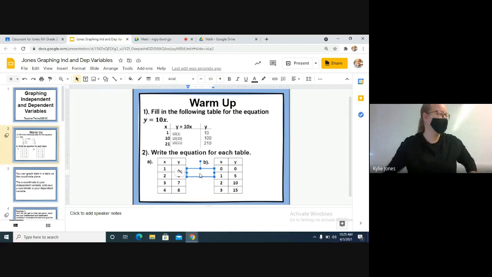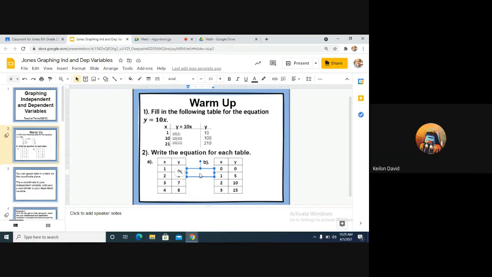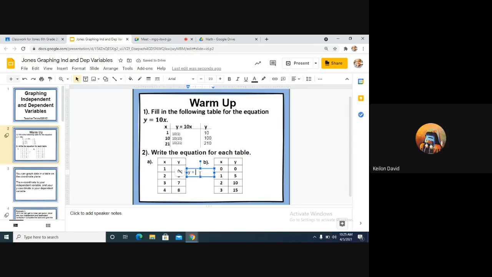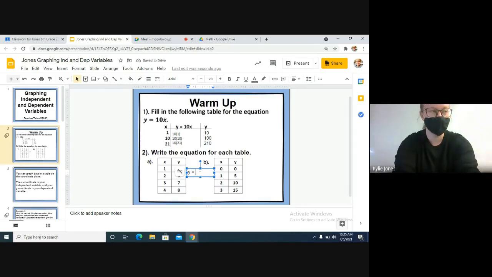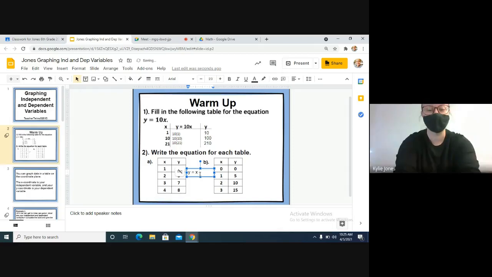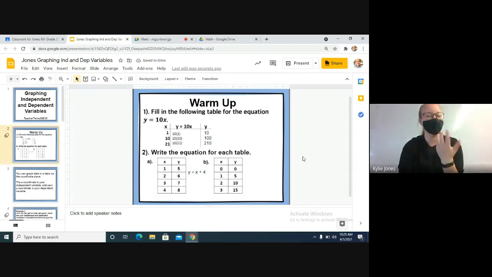How do I write that? How do I write an equation? Y equals what? 4x. 4x means you're multiplying by 4. So how do I say I'm going to add 4 to x? We're adding, so x plus 4. Right? We take whatever the x value is, whatever they give us, and we add 4 to it. X plus 4.